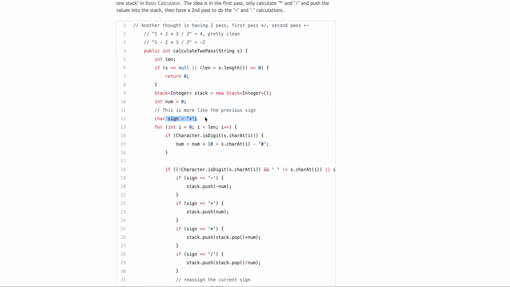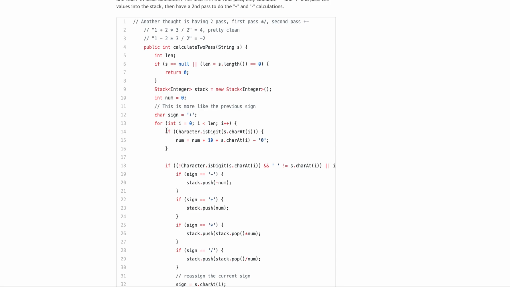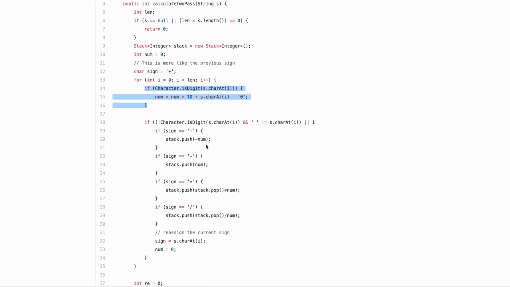So the sign, this is more like actually the previous sign instead of the current sign. As you can see, first it will assign to be plus. So that means basically this one carries a plus sign. So it basically checks the character and then keeps doing the sum. And now this is the interesting part.